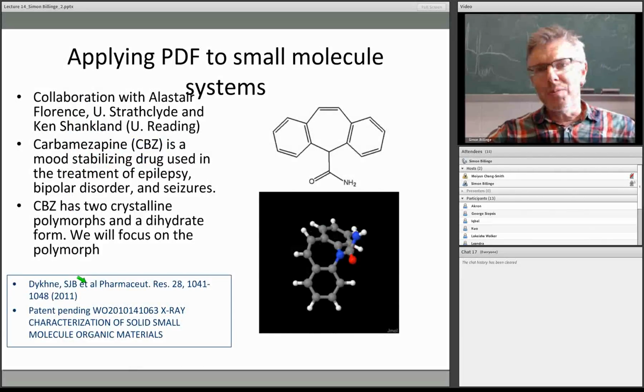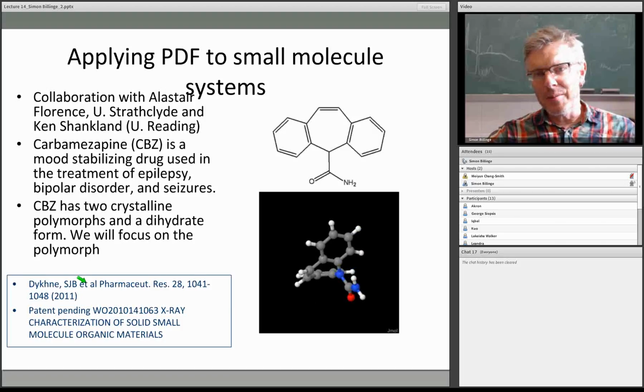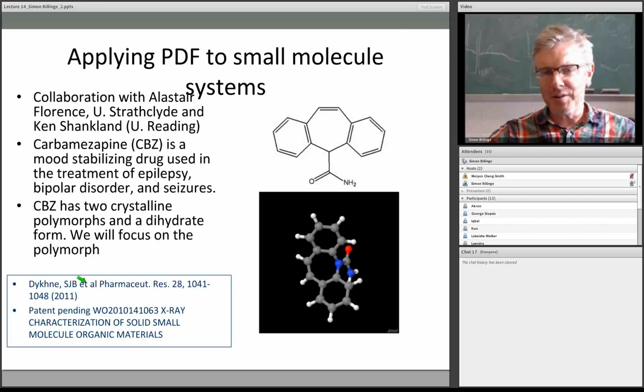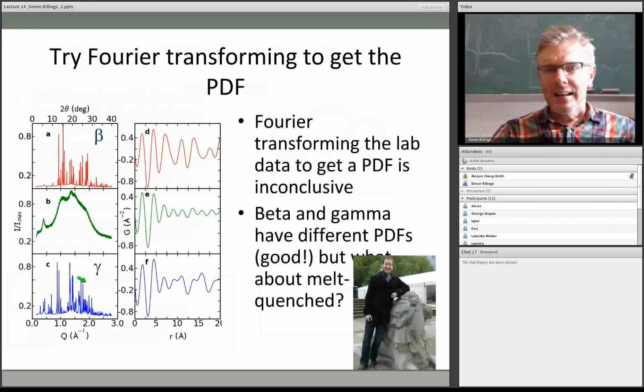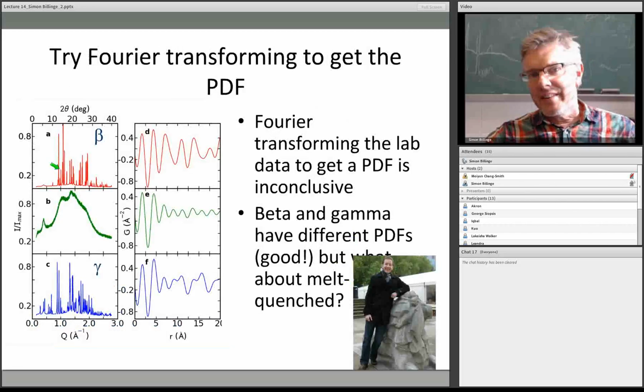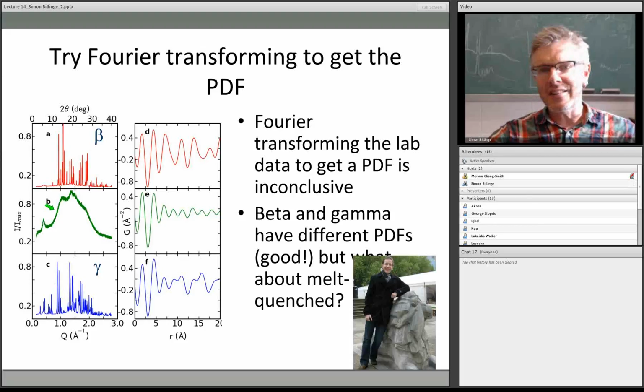I think this one is another pharmaceutical example where we were looking at the ability of the PDF to fingerprint. So I talked about this example earlier, and it's actually carbamazepine, which is an anti-epileptic drug, and this is what the fingerprints of the two different crystalline forms look like. And you can turn this into an amorphous form by melting. You actually melt this gamma form here, and then you quench it very quickly, and it forms an amorphous material, and you just get the diffuse scattering like this.